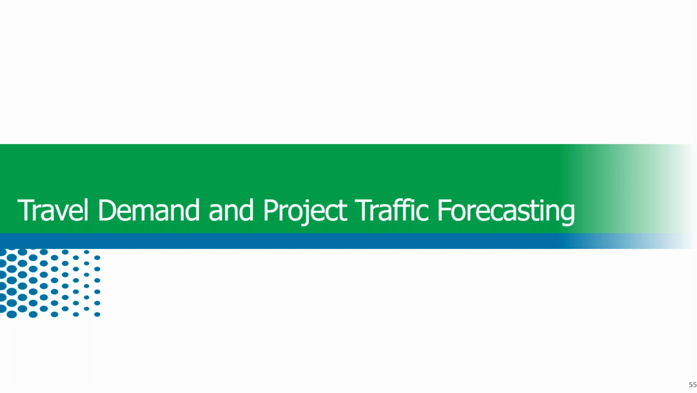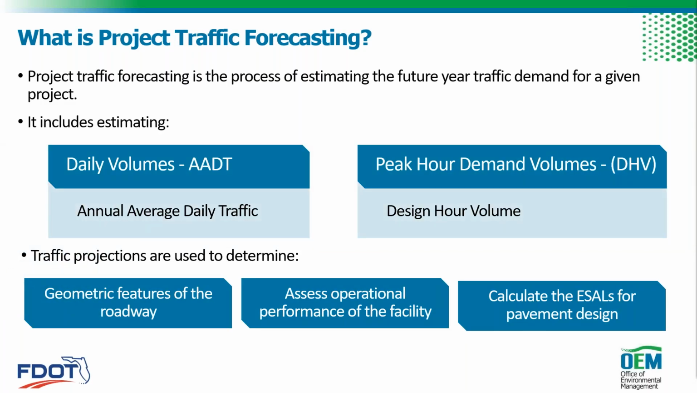All right. So now we'll talk about travel demand and project traffic forecasting. So project traffic forecasting is the process of estimating the future year traffic demand for a given project. We usually estimate AADT, which is the annual average daily traffic, as well as the design hour volume traffic, which is DHV. And we use this information for a lot of reasons.